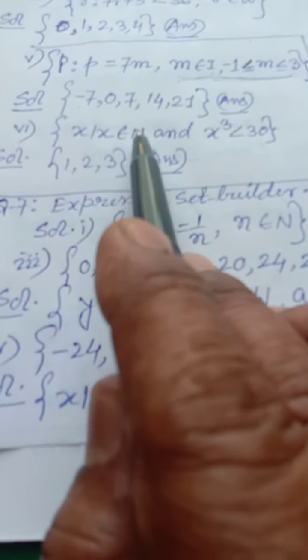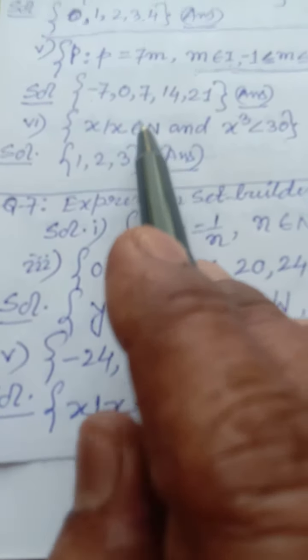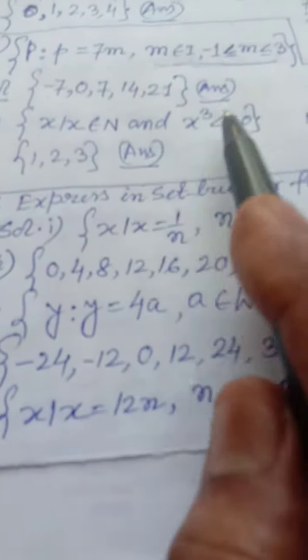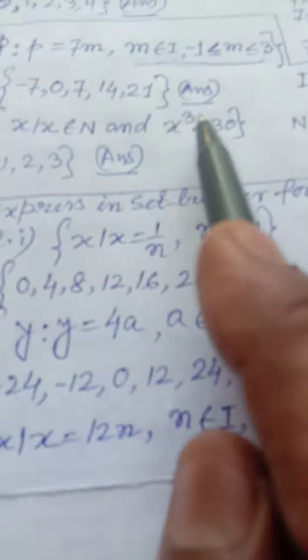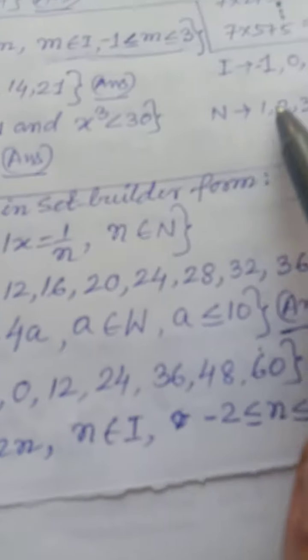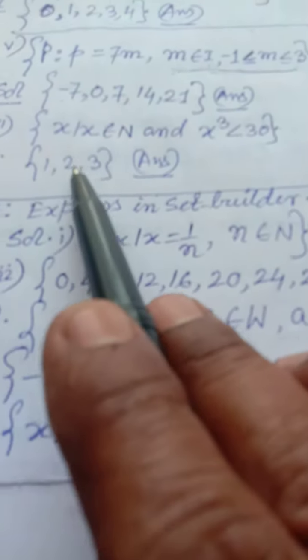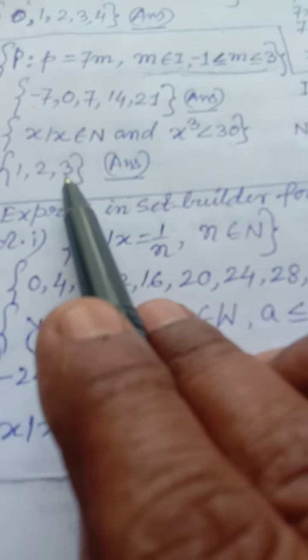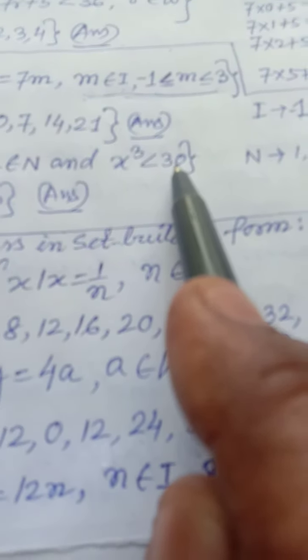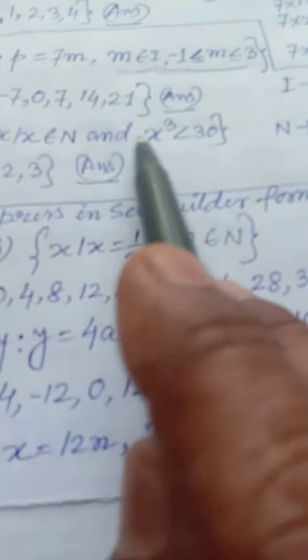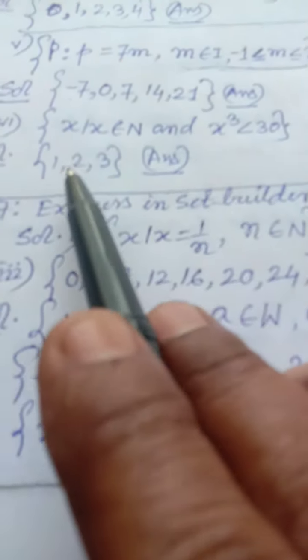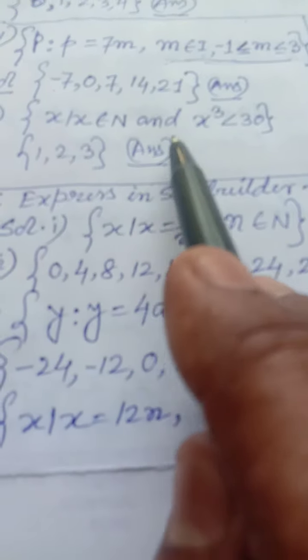Now x such that x belongs to natural number. You have to pick the natural number in this case, and x cubed is less than 30. So, which natural number values, when cubed, will be less than 30? Natural numbers are 1, 2, 3, 4. 1 cubed is 1, 2 cubed is 8, 3 cubed is 27, 4 cubed will be 64, which is more than 30, which will not fulfill this criteria. So, up to 3 natural numbers will satisfy this. So, members will be 1, 2 and 3, this will be the roster form.